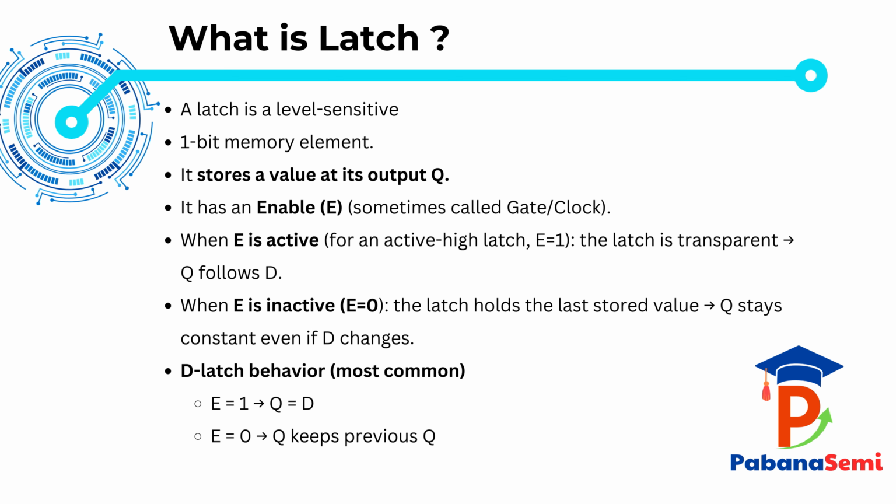Now, when enable becomes inactive, meaning E equals 0, the latch is no longer transparent. It stores the last value and holds it. So even if D changes, the output Q remains constant because the latch is holding the previous stored value. So remember these two lines. E equals 1, Q follows D. E equals 0, Q holds the previous value. This behavior is called D-latch behavior, and it's the most common latch used in digital design.